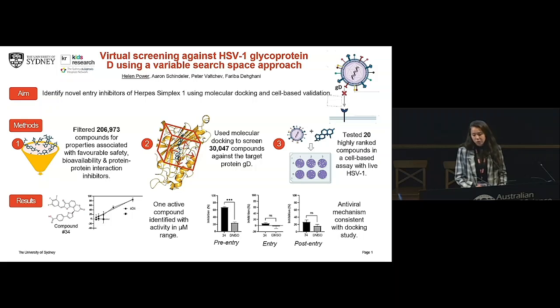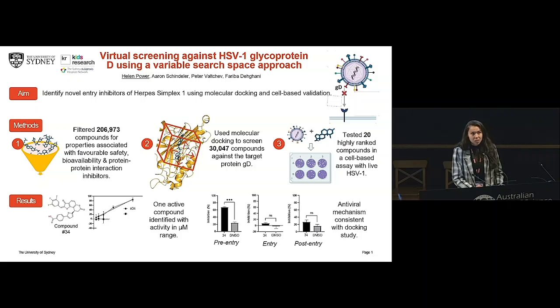Typically, if you're doing a screen with a set of drugs, you keep the search space static, but I used a slightly different approach where I allowed the search space to be adjusted a little for each drug, based on the radius of gyration. This has been shown to increase the accuracy of docking, and it also creates a balance with computational time, so you don't use excess computational time for the smaller ligands. Whilst I only screened 30,000 drugs, this can definitely be upscaled to millions of drugs.